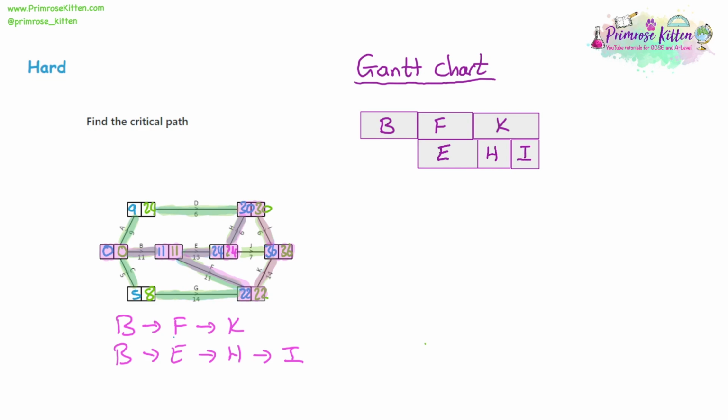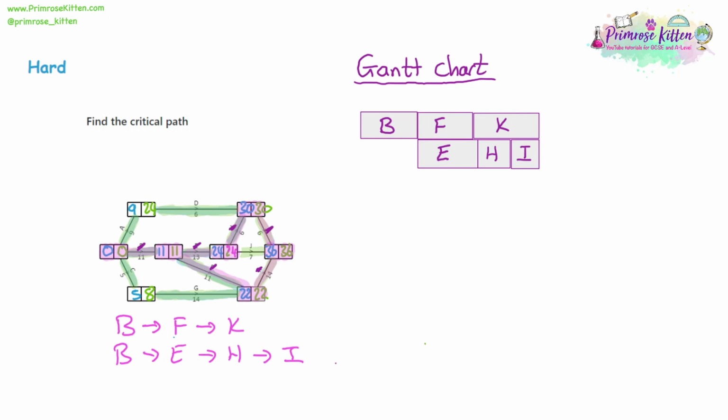Now we have to put all of the letters into the chart. So what have we done so far? Well, we've done B, we've done F, we've done K, we've done E, we've done H, and we've done I. But the rest have to go in as well. So how do we do that? Well, let's have a look at A first. A has a length of 9, and it can finish at 9 or 24.